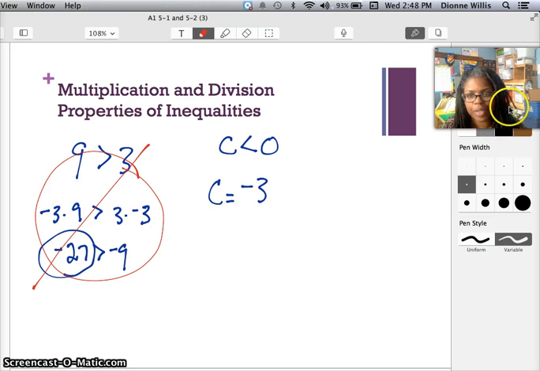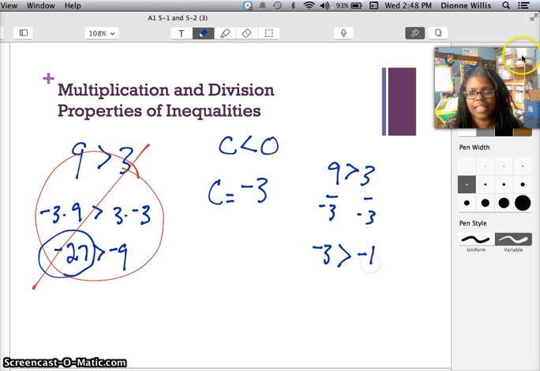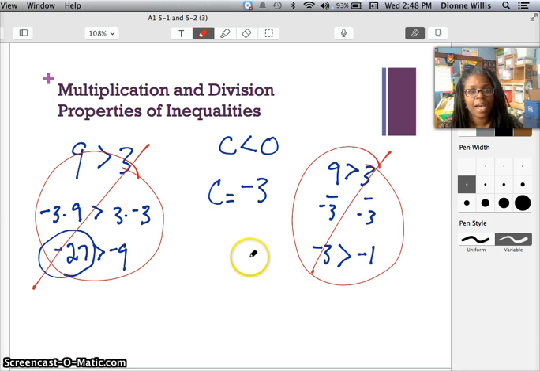And then over here, we can do the same thing. If I started off with 9 is greater than 3, if I were to divide both sides by -3, you'll see that we get -3 is greater than -1, and again we know that is untrue. The solution is to keep in mind that you can do the same thing on both sides and it maintains equality or it maintains its inequality until you multiply or divide both sides by a negative number.